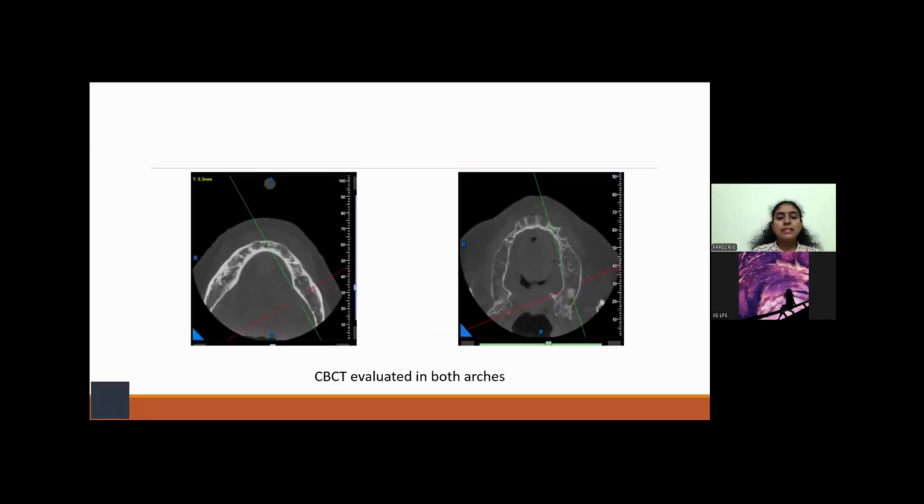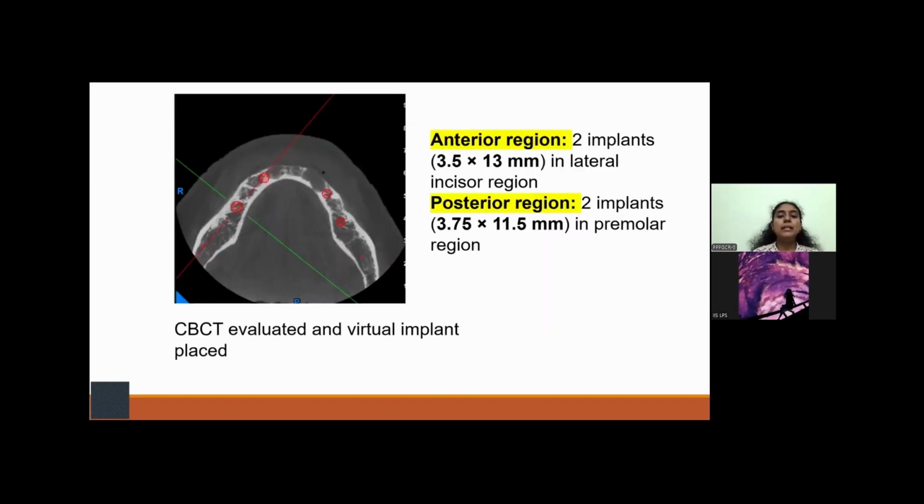These are the CBCT images evaluated in both arches before planning the implants. CBCT was evaluated and virtual implants were placed: in the anterior region, two implants of 3.5 by 13 mm in the lateral incisor region, and in the posterior region, 3.75 by 11.5 mm in the premolar region.